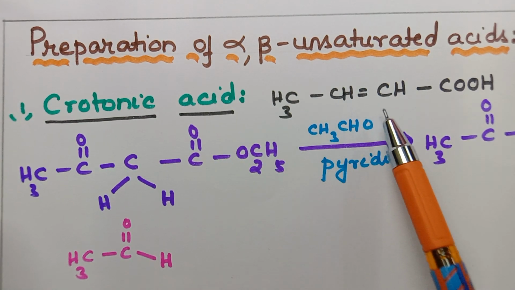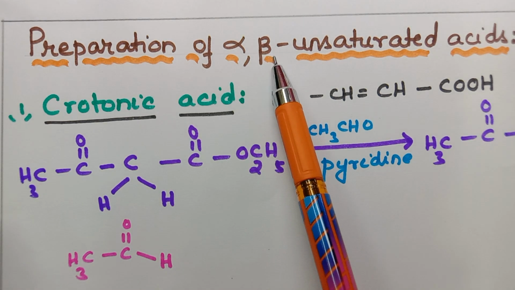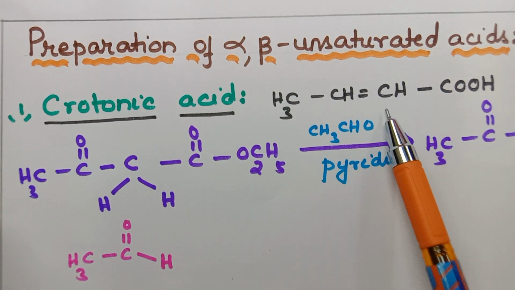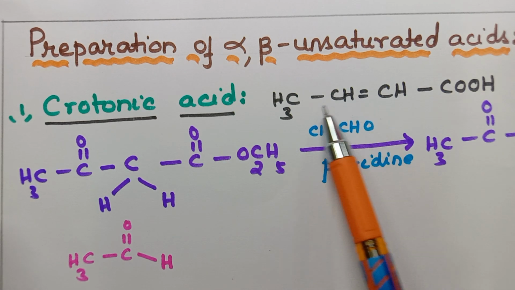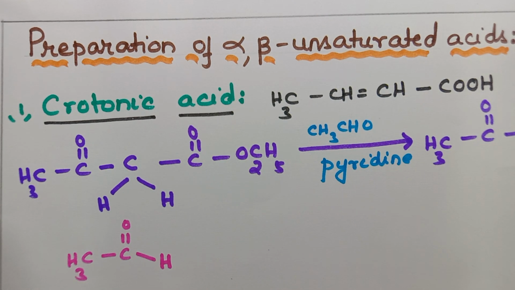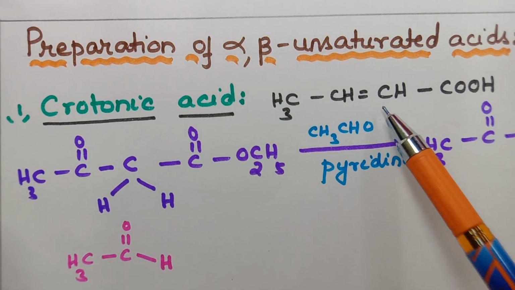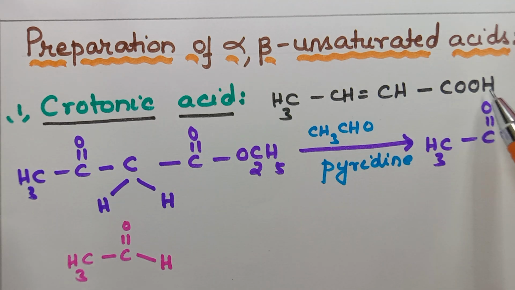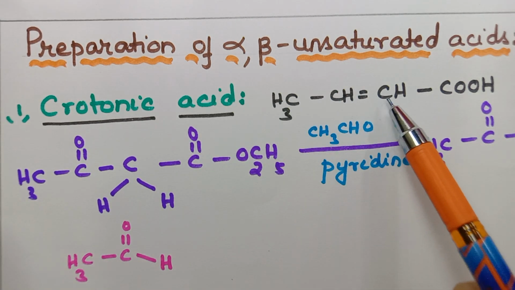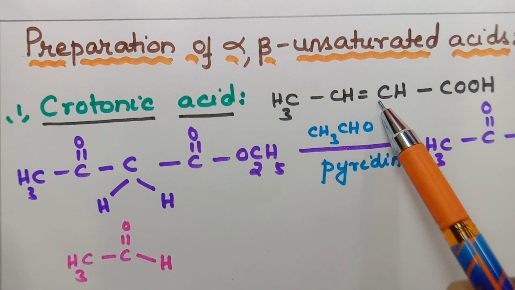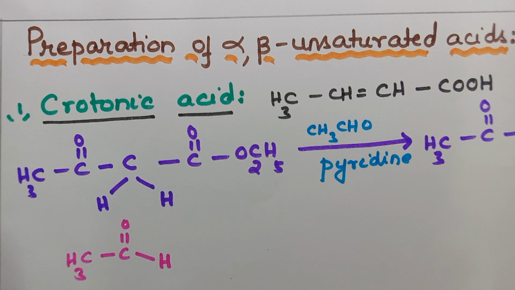CH3, CH double bond CH, COOH. It is an alpha-beta unsaturated acid. Alpha carbon, beta carbon, there is unsaturation. Hence this is alpha-beta unsaturated acid. We all know that on hydrolysis, we will be getting this group, students, CH, COOH. What is the extra group added over here to this carbon? CH3CH double bond. So this group has to be introduced in acetoacetic ester.